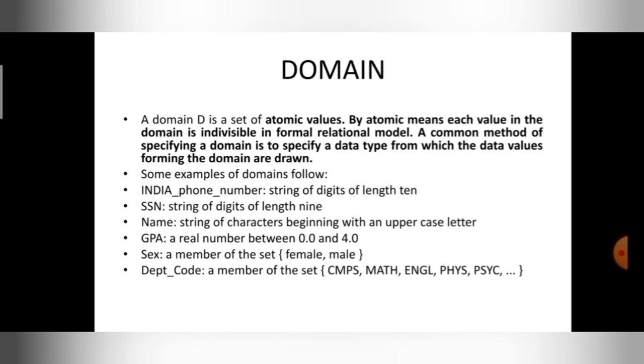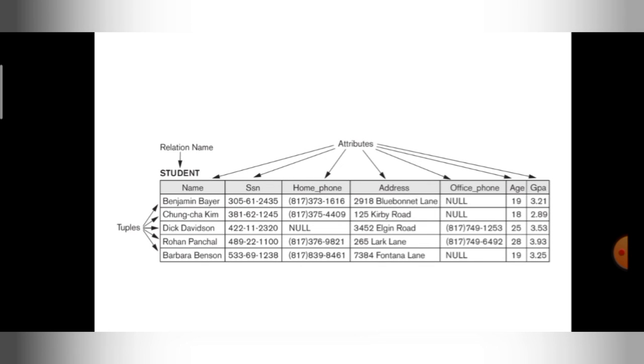Again, GPA. If you want to include GPA, it should be within 0 and 4.0. See, all the GPAs you can observe here are within 4.0 only. If it's more than that, you can't include it there, because the set is defined already. That is the domain. Hope you're understanding, guys.